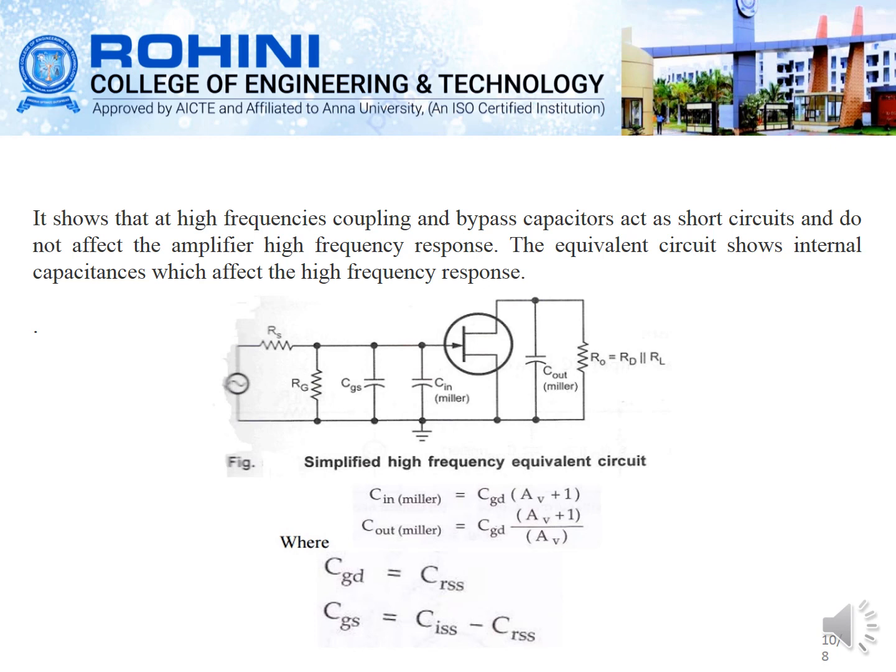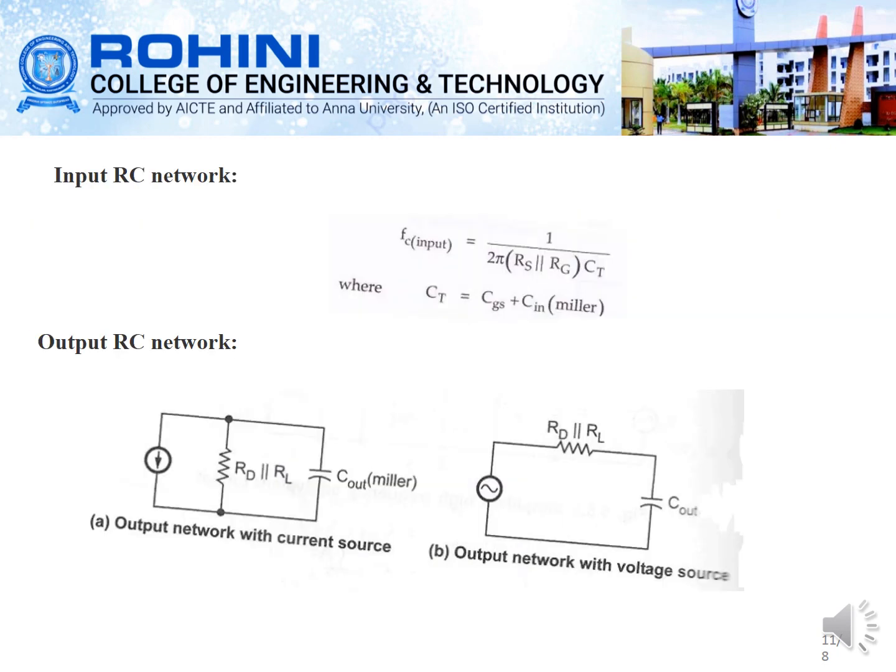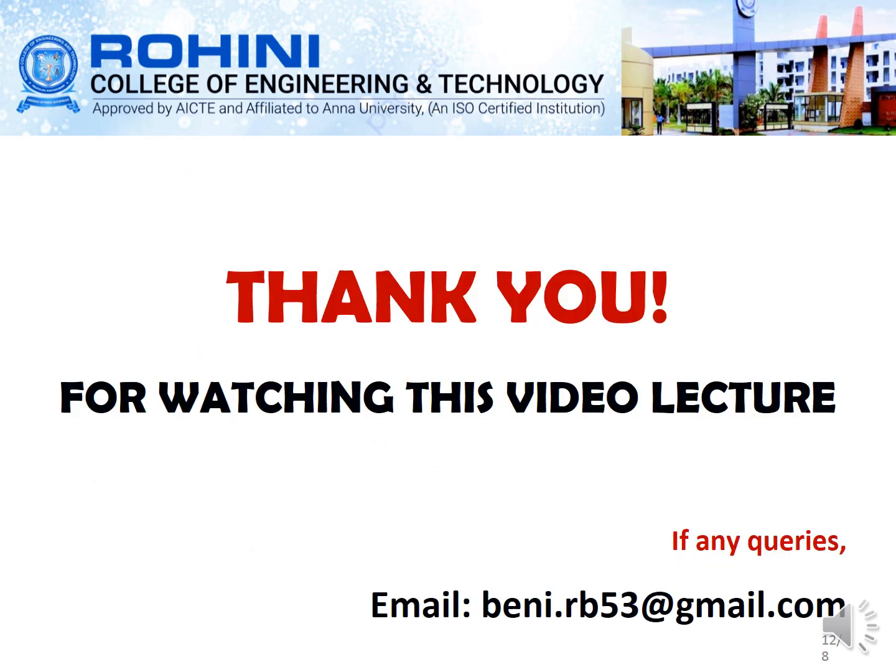Here we know that CGD is equal to CRSS, and CGS is equal to CISS minus CRSS. For the input network we calculate the frequency F, that is F is equal to 1 divided by 2 pi into RS parallel RG into CT, where CT is equal to CGS plus CM, which is the Miller capacitance. The output RC network with the current source we calculate with RD parallel to RL, and the output side we calculate at the CO terminal, simplifying the circuit in the case of the output network. Thank you.